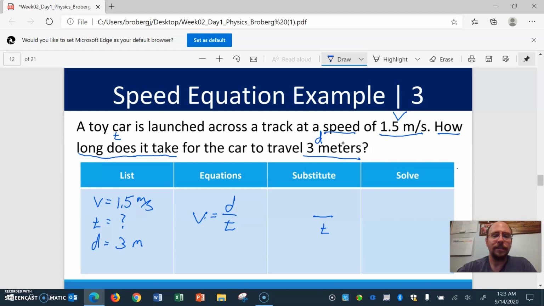The distance is 3 meters. I'm going to put 3 meters in. But like I said before, I'm not going to put the units in. I'll show you what happens with it. Then in place of the V, I'm going to put this 1.5 meters per second. Sometimes people want to leave the units out because they get kind of in the way when they're doing the math. Sometimes it's just easier to do this. That's fine, but make sure that you put the units in at the end. We'll come back to that.